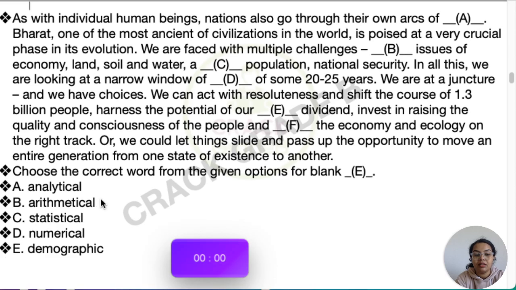Try to find a pattern. Just try to figure out the right answer.